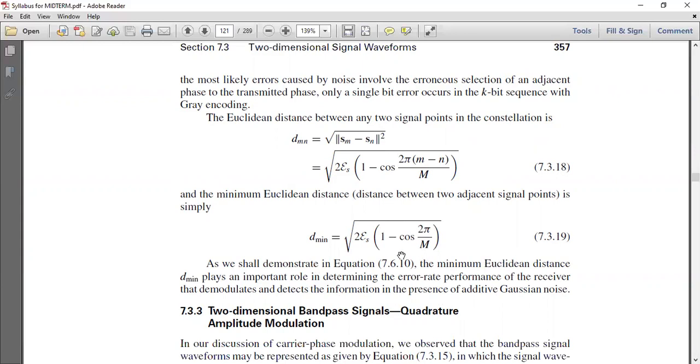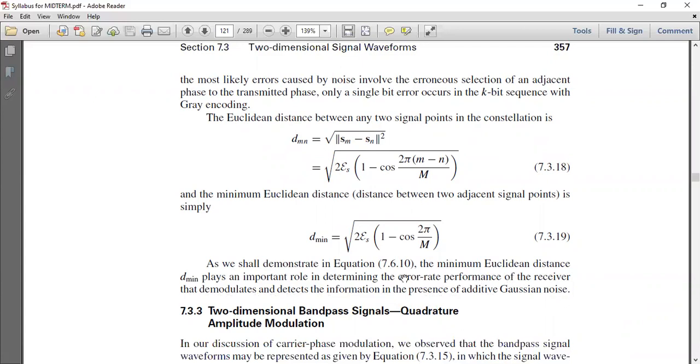Minimum Euclidean distance plays an important role in determining the error rate performance of the receiver that demodulates and detects the information in the presence of additive white Gaussian noise. So for all modulation schemes, we should be able to find the minimum Euclidean distance between any two signal points, because this greatly affects the error performance, or the probability of error or bit error rate of the receiver. The receiver has demodulation and detection blocks, and we are talking about the presence of additive white Gaussian noise.